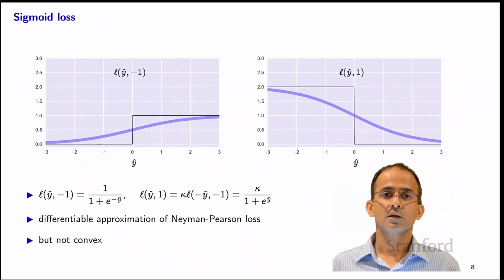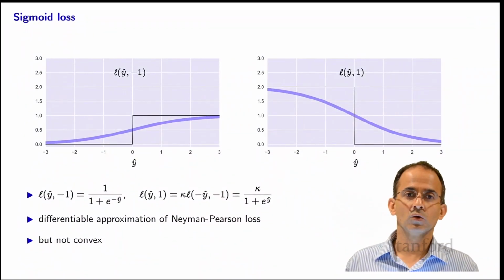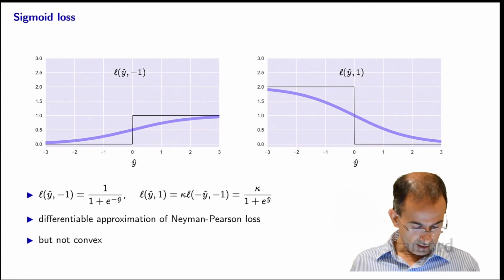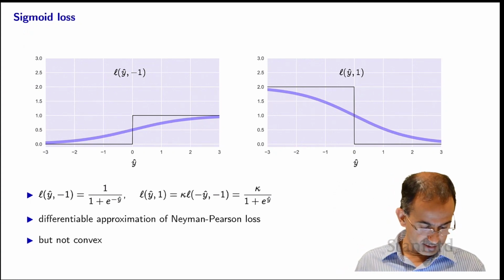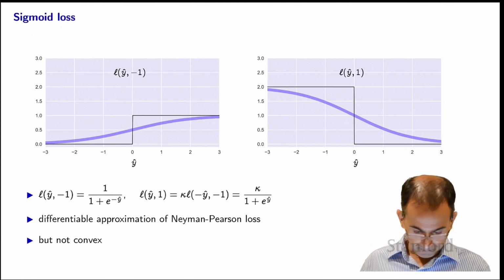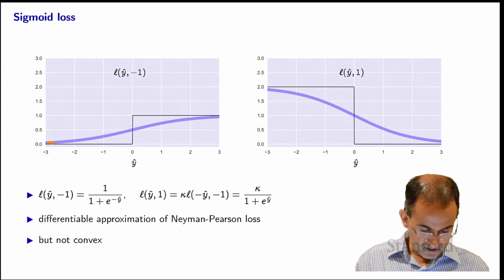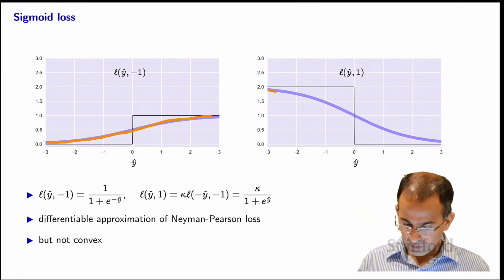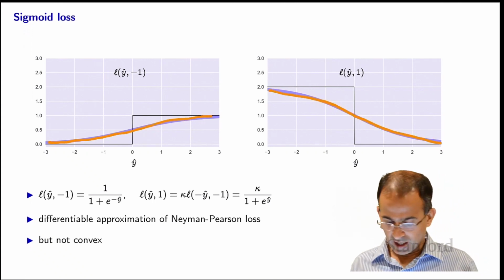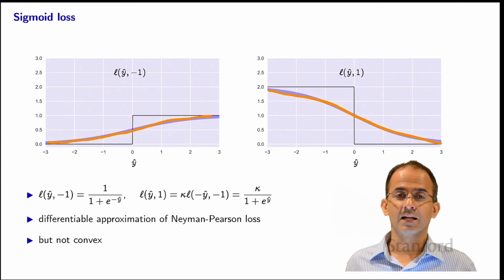So here's a loss. This is a function called the sigmoid function. This is 1 over 1 plus e to the minus y hat. That's this function right here. And this function is, of course, the flip of it. So we've replaced y hat by minus y hat and scaled it by kappa.